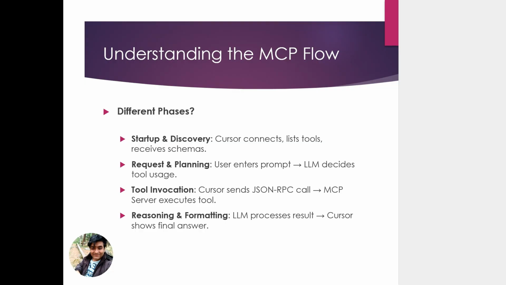The third phase is tool invocation. In this case, Cursor AI chat will send a JSON RPC call, and the MCP server then executes the tool that we had defined in it. Fourth, after execution, the reasoning and formatting happens. The LLM processes the response returned by the MCP server after executing that tool, and Cursor then shows the final answer based on the formatted result. So these are the four different phases involved when any MCP server is getting executed.